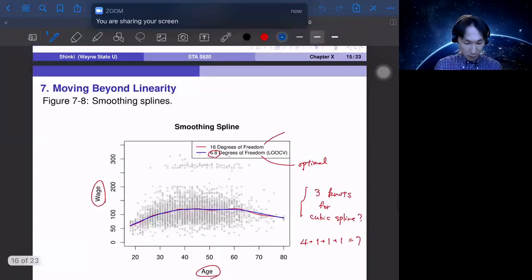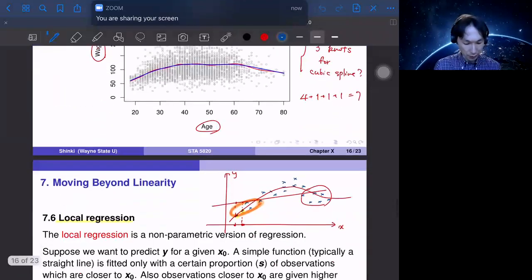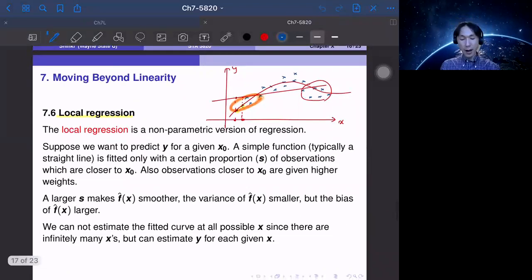Yeah, so we have just started the local regression. The idea of the local regression is to use just local information so that the model is more flexible.